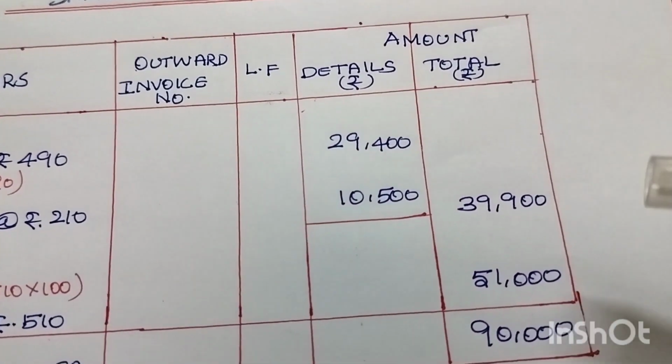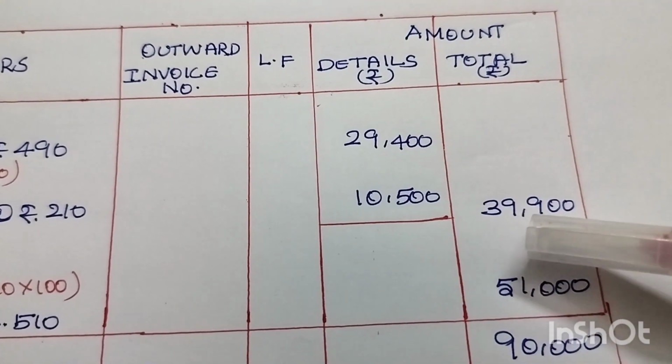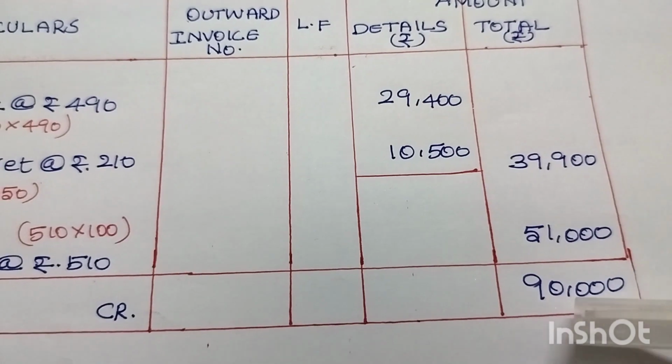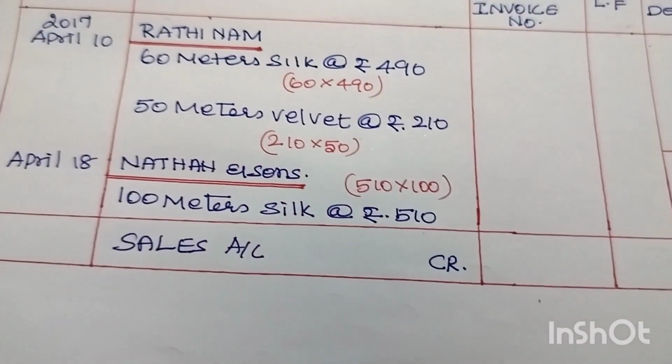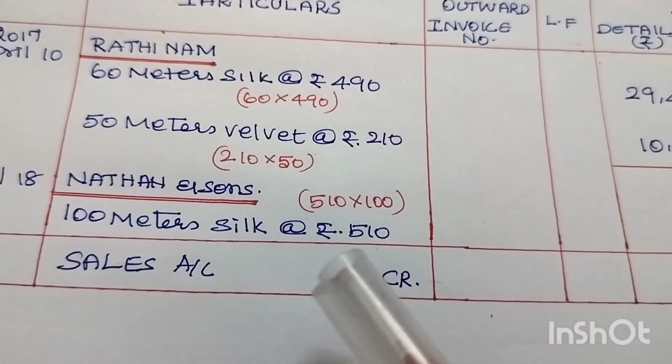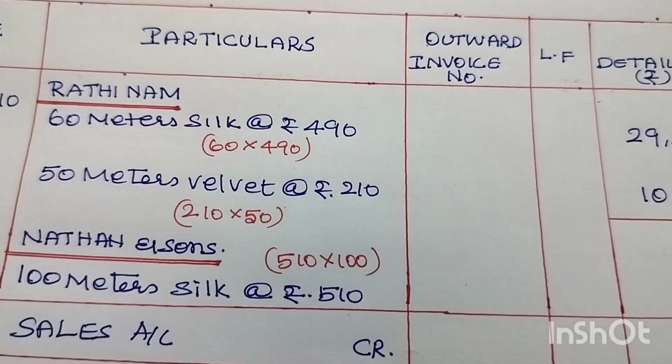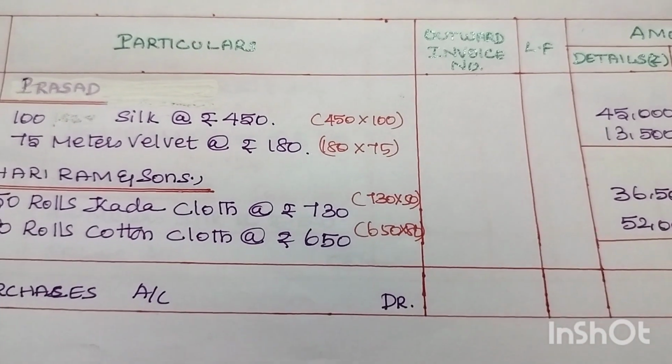That is the total of the sales book is 39,900 plus 51,000. How much do we get? We got 90,000. So we have to write sales account credit 90,000. We found the purchases book total and the sales book total.